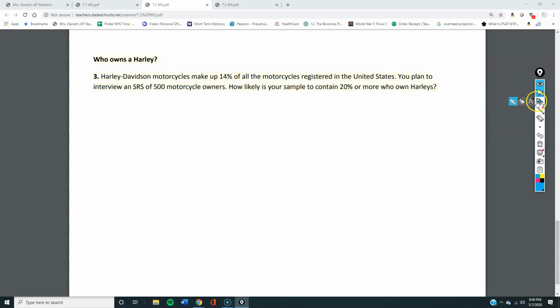So I'm going to do the same thing. Is it normal? Is n times p and n times 1 minus p bigger than 10? Well, yeah, you're doing a sample size of 500, okay? 0.14 times 500 is bigger than 10. So it's normal. All right?